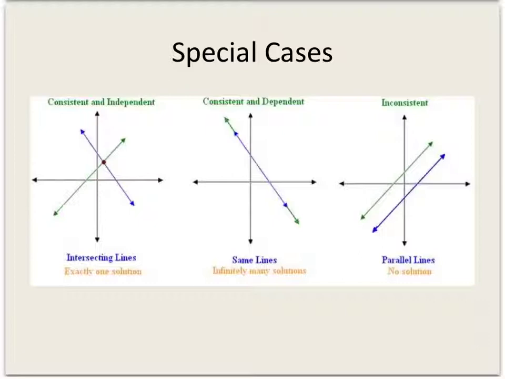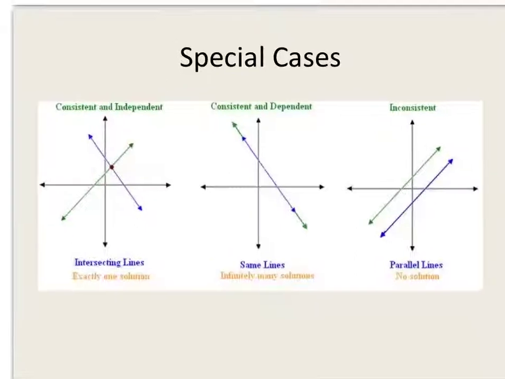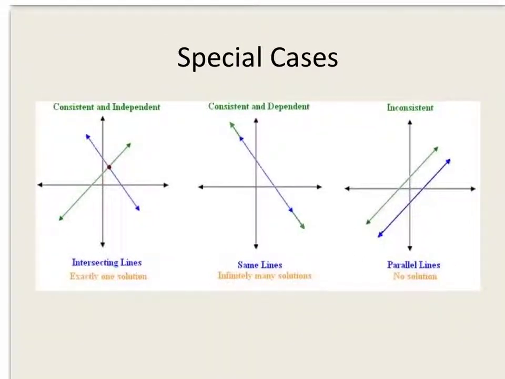So far, all of our examples, well really the same example, was what we call a consistent and independent system. We have two lines that cross at one point, which is the solution, the one point that's on both the lines. Most of our problems are going to have exactly one solution. However, there are two special cases that we need to think about.